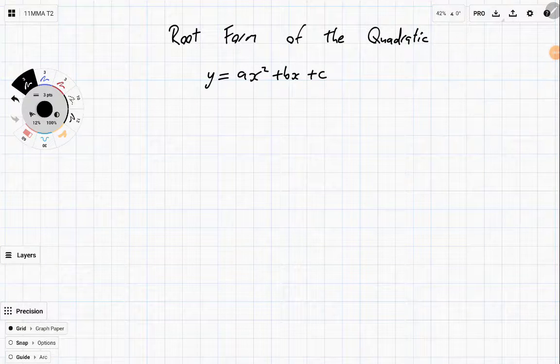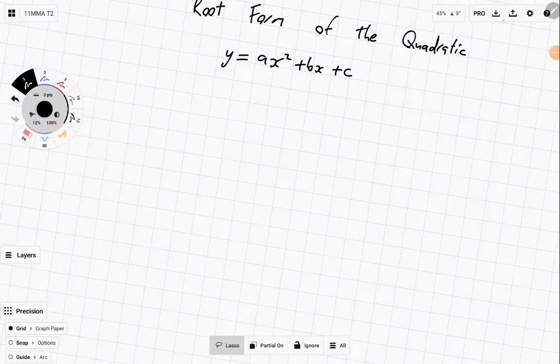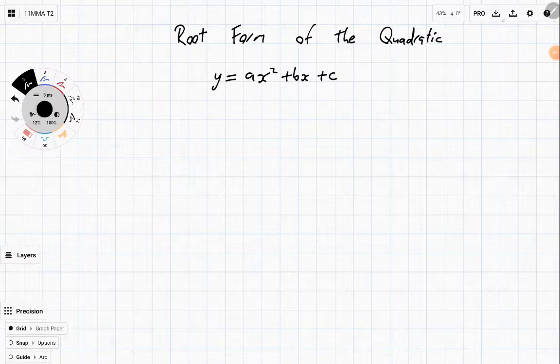Alrighty, so today we're going to be having a look at the root form of the quadratic. And I guess the real question about it is, what is a root and where is it coming from? So to find the y-intercept, we set x equal to 0. That's quite easy in this form, because we're just substituting x equals 0 in and solving for y. That's relatively straightforward. The more complex one is actually finding the x-intercept.